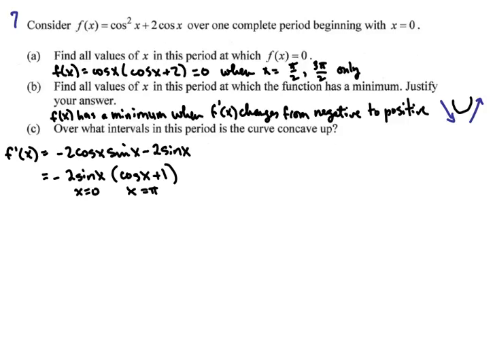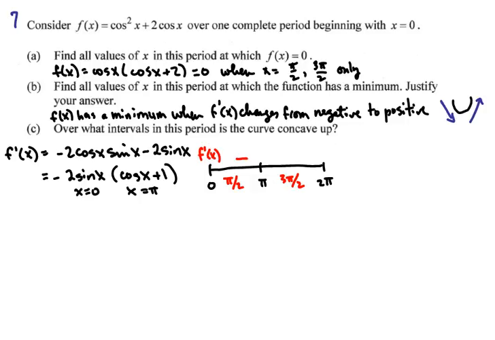So we make a sign chart from that. Select some test values in those intervals. Let's try pi over 2 and 3 pi over 2. And we plug in and let's see what we get. Negative 2 times sine of pi over 2. Sine of pi over 2 is 1 times negative 2 is negative. Cosine of pi over 2 is 0 plus 1 is positive. Negative times positive is negative.